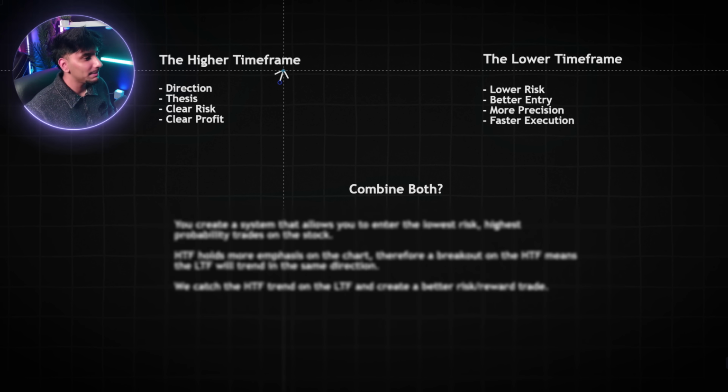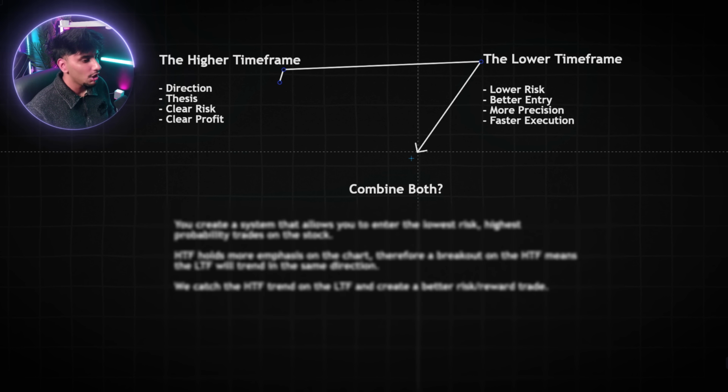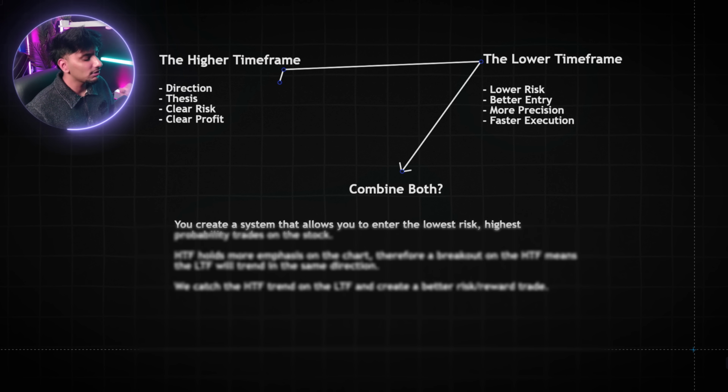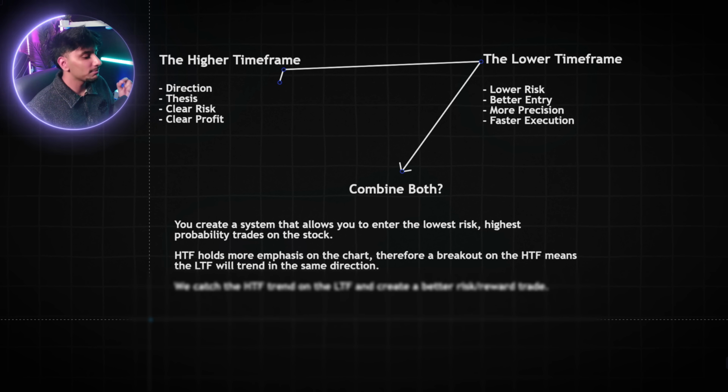Now, what happens when we combine the higher time frame with the lower time frame? Well, combining both means you can create a system that allows you to enter the lowest risk, highest probability trades on the stock. This is because if the stock on the higher time frame breaks out and holds the level, there's more emphasis on the higher time frame on the chart.